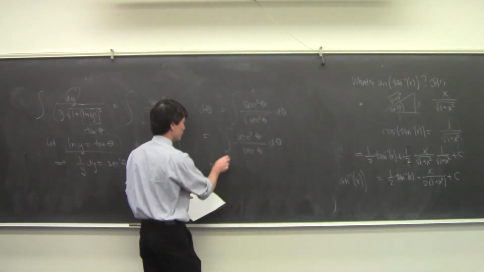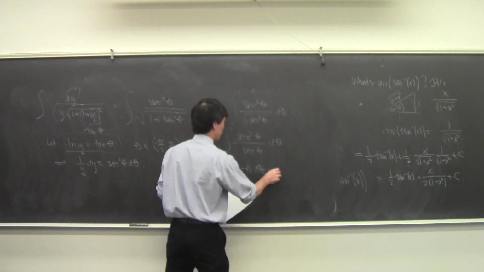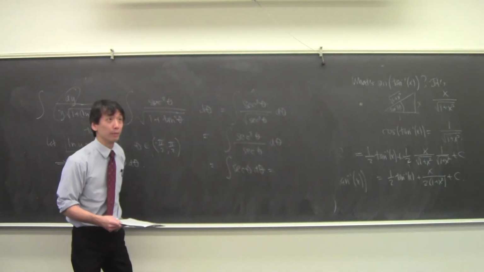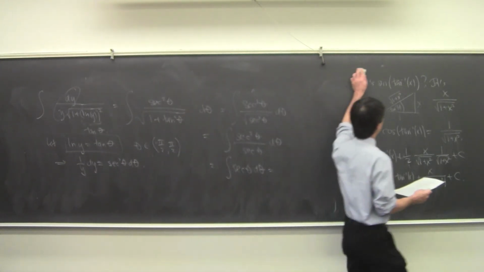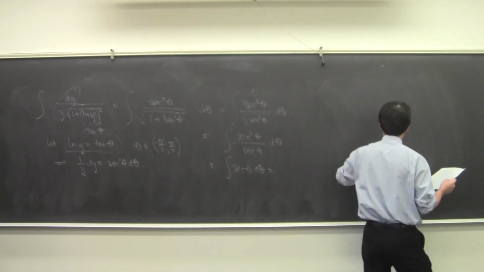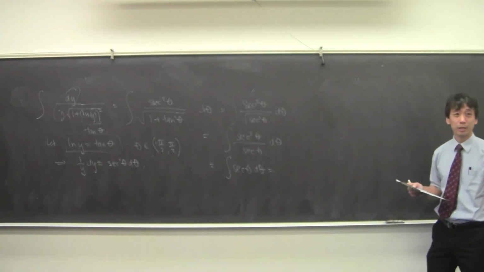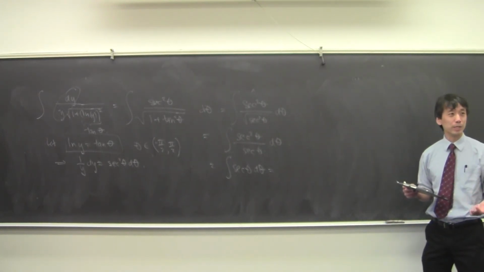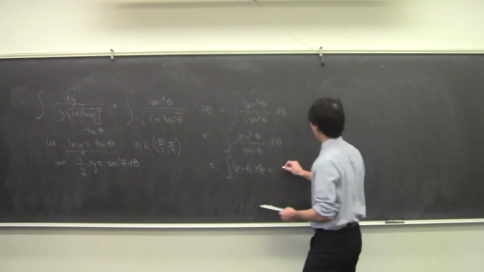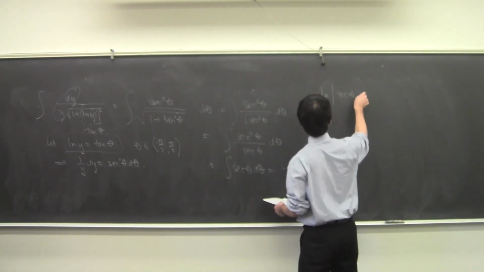Okay, so this turns into the integral of the secant, right? But this is one that we did last time. You remember, you have this funny trick of multiplying by 1, secant plus tangent over secant plus tangent, and you end up with the natural log of the absolute value of the secant plus the tangent.